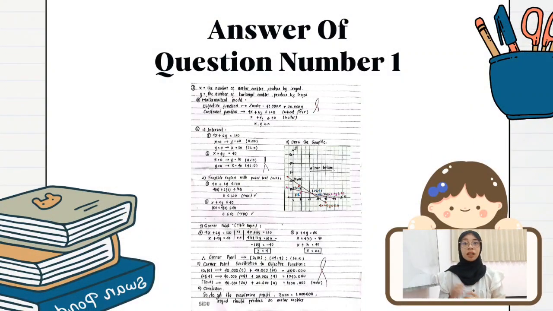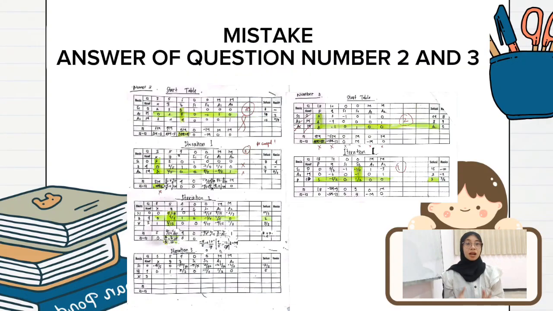For number 1, I got the maximum score on the first question. So, this is my answer for the first question. I made mistakes in number 2 and 3, namely in the OBE part of the iteration table. Therefore, next, I will continue the discussion of problem solving number 2.